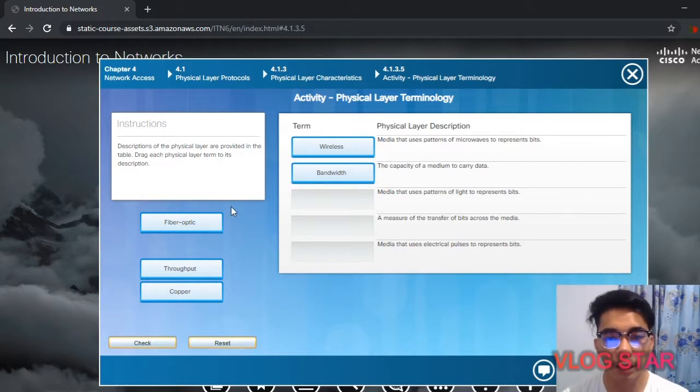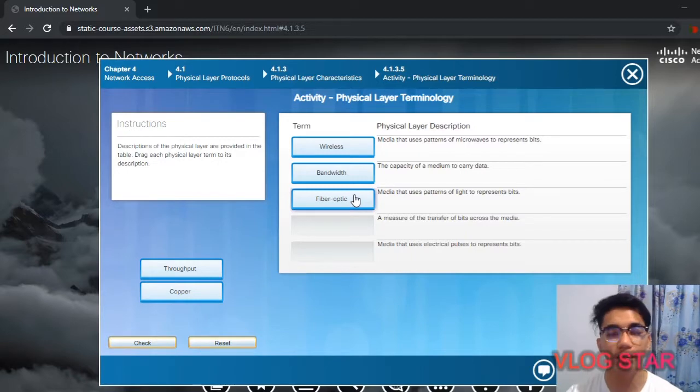Then media that uses pattern of light to represent bits. We all know that only fiber optics uses light to represent bits. There are two types of fiber optic, the single mode and the multimode. The multimode have more lights, I think, than a single mode, but a single mode can travel farther than a multimode.